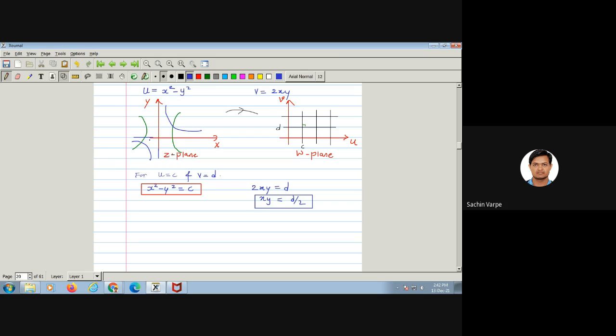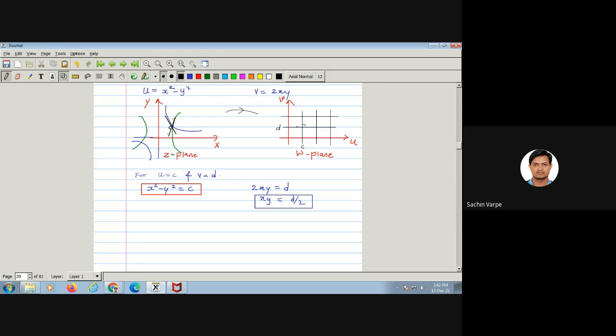So if we check the tangent nature, actually these are not the accurate hyperbolas. If we check the tangent at these points, then that will be like this. These are not the proper hyperbola. If we draw the proper hyperbola, the angle must be 90 degrees actually. That is why this mapping is conformal.